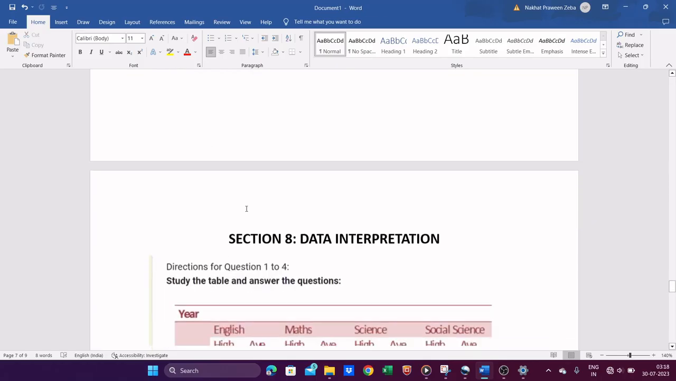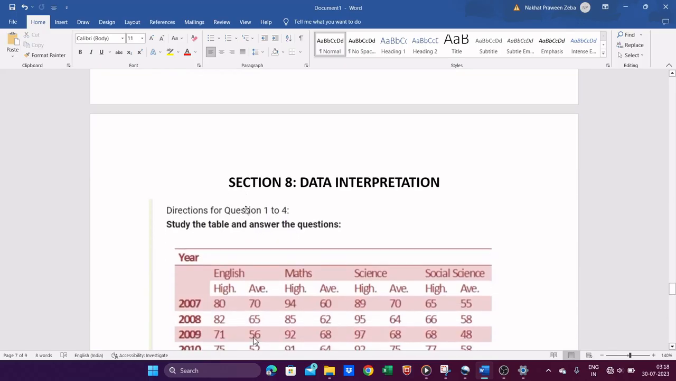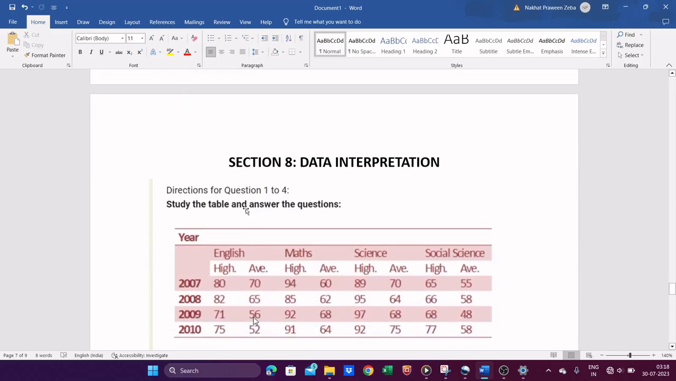And it was section 5. Only one question was there. I was expecting more, but I don't know why it was not loaded. I think only one was there.